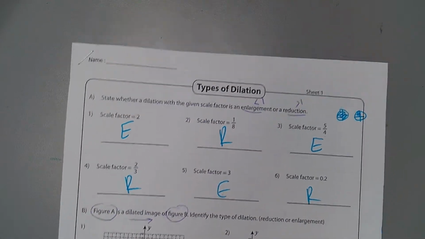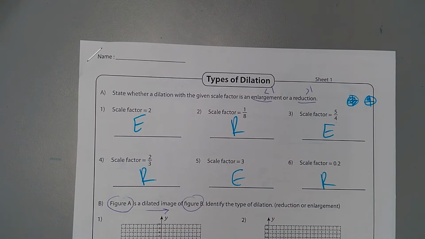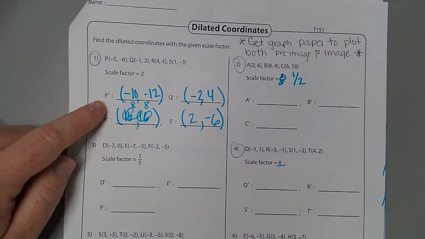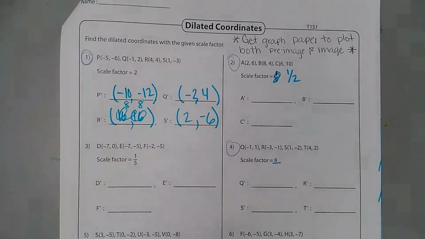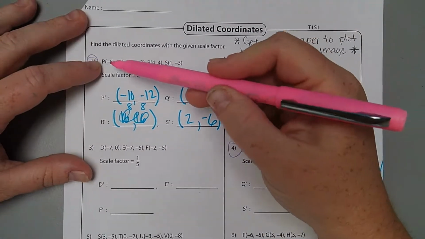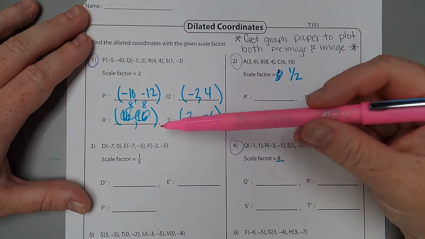Answers for the types of dilations worksheet from Monday, October 16th. So you should have answers for your first page, both front and back. On page 3, we have number 1 done. We multiplied every number by 2 because our scale factor was 2, and you multiply. So negative 5 times 2 is negative 10, negative 12. So we did all those.